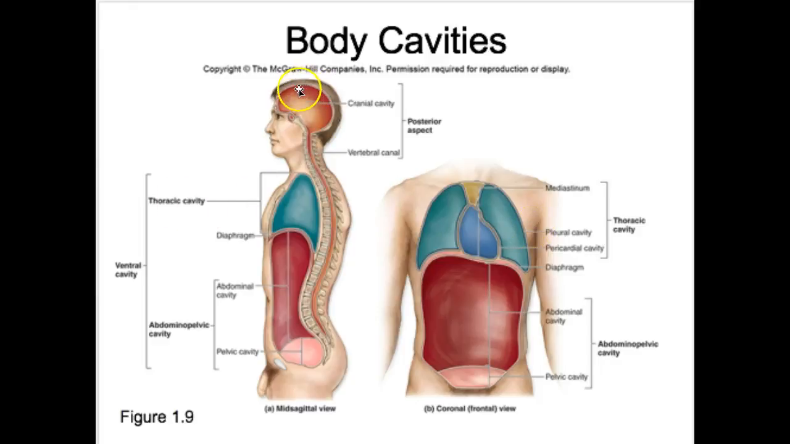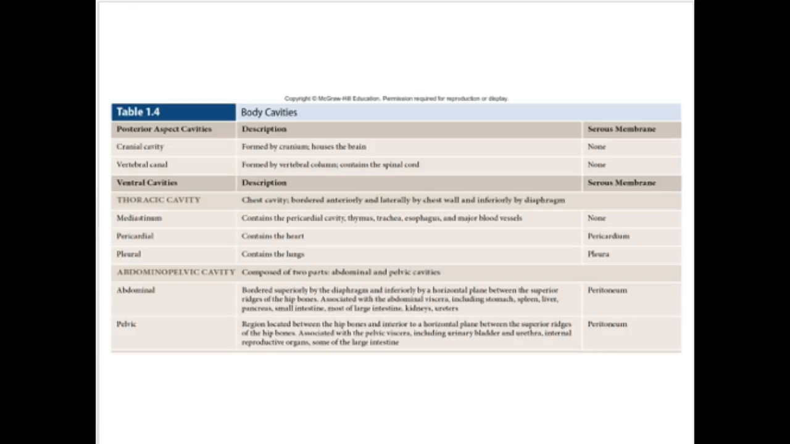all of that. And your cranial and vertebral canal making up your posterior, some people call this simply the posterior cavity as opposed to the ventral cavity. Again, ventral cavity including thoracic and abdominopelvic. Any questions about those subdivisions, please let me know. Send me an email.